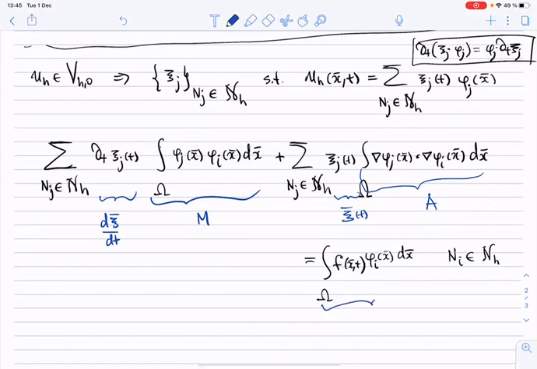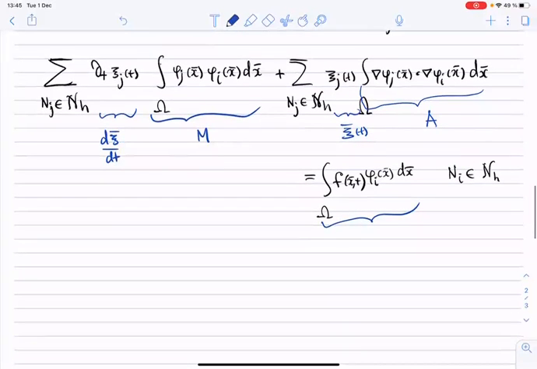And the right-hand side, f is known, phi is known. The whole function is going to be a vector depending on time. It doesn't depend on space because you do integration in space and it's a definite integral. It's going to be one number. Everything is a function of time.